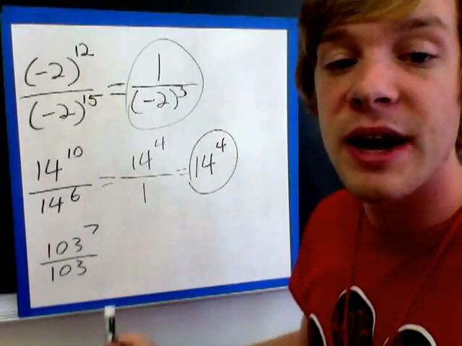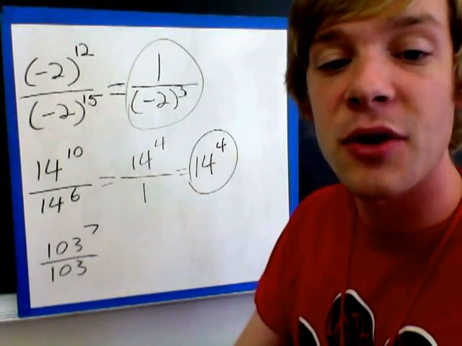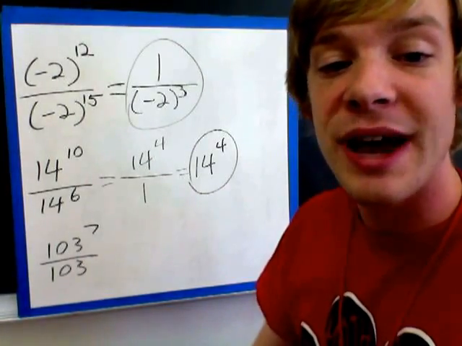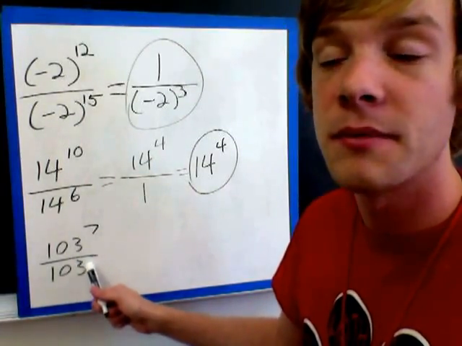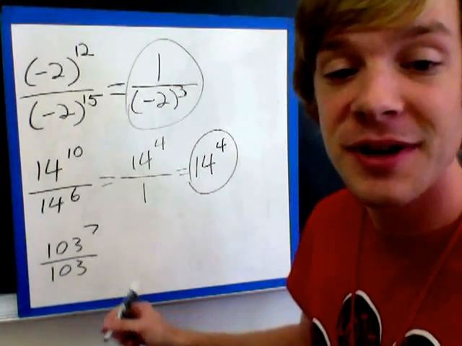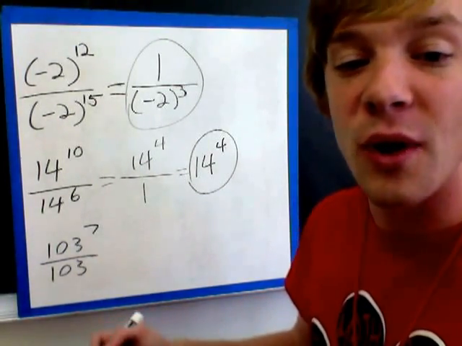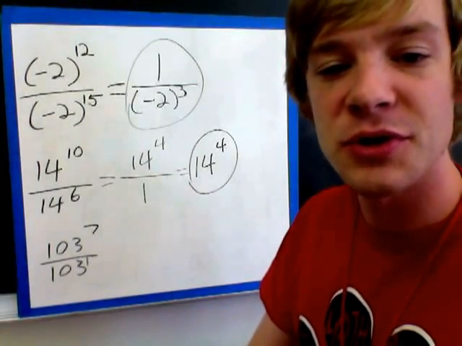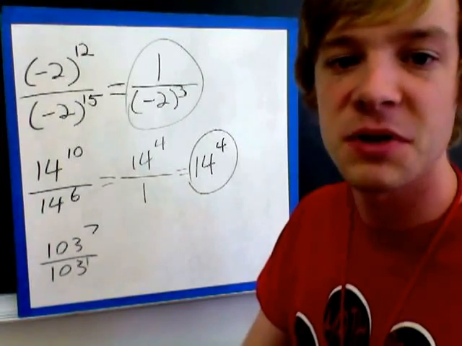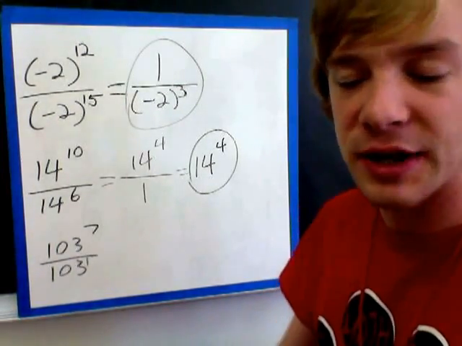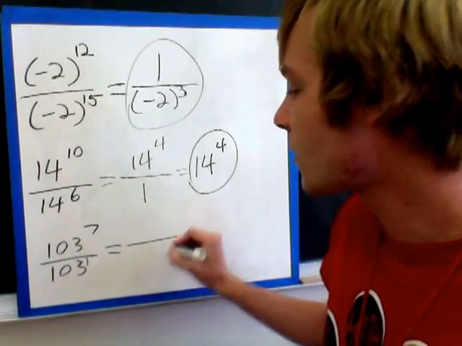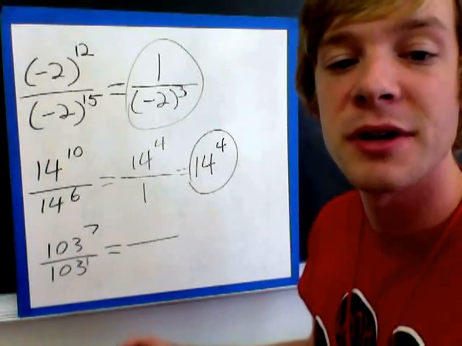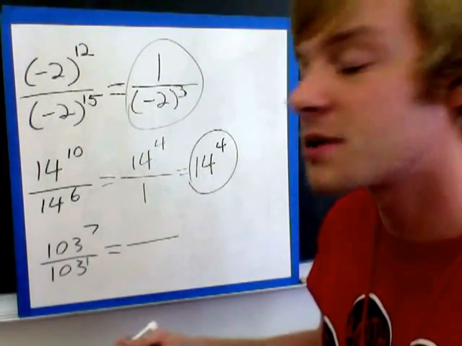The last one, we have 103 to the 7th power over 103. And if you remember from the last video, I said that anytime we have a number where there is no power shown, then that counts as being a power of 1. So I have 103 to the 1st power on the bottom. We continue this problem the same way as the others, so we have our fraction. And I'm going to write my 103, my base, in the numerator because the power is greater in the numerator for my original problem.